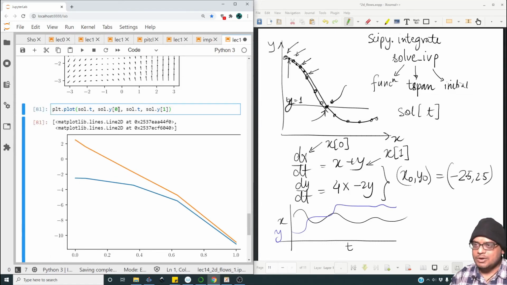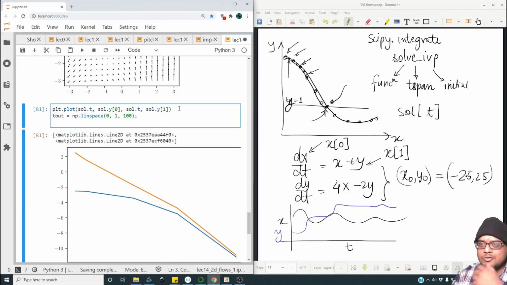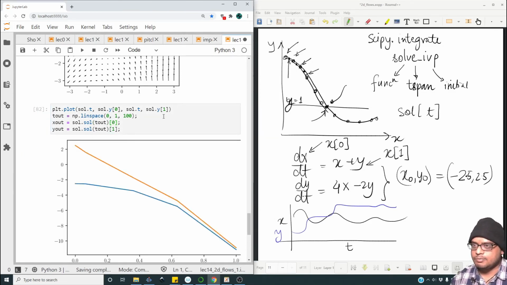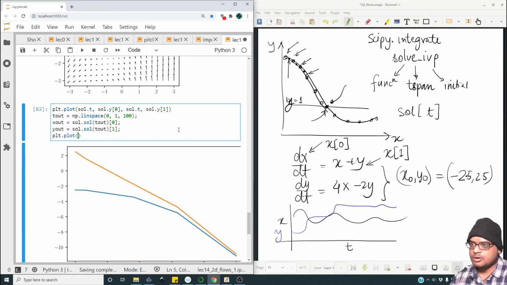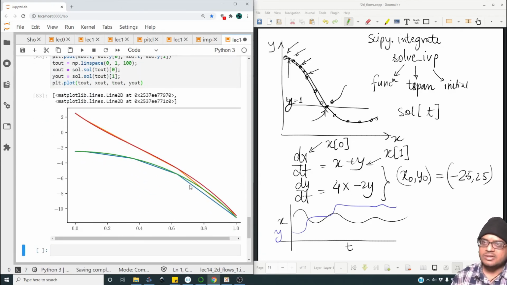Apart from this, we can alternately define t_out as np.linspace from 0 to 1, and say we take 100 points. Now we want to interpolate the object. So x_out equal to sol.sol of t_out, and y_out equal to sol.sol of t_out. This has to be 1 and this has to be 0. Let us plot all of this: plt.plot(t_out, x_out, t_out, y_out). The smoother curves are the interpolated objects, while the jagged curves are the raw outputs from the solver.